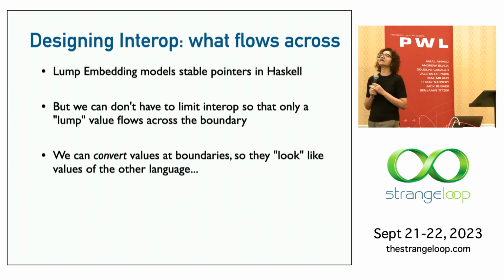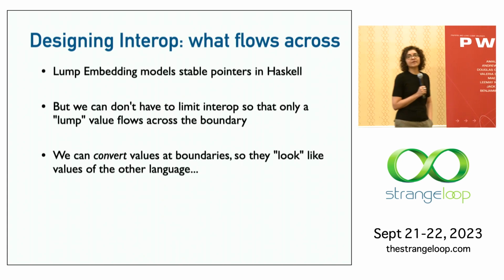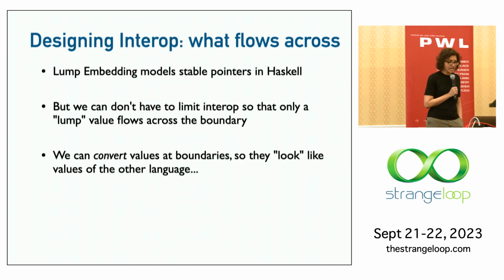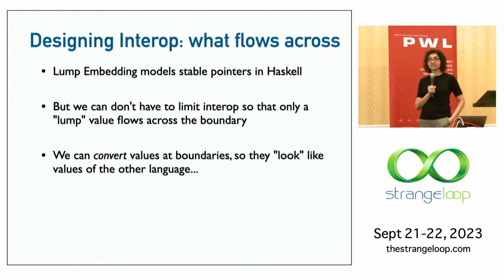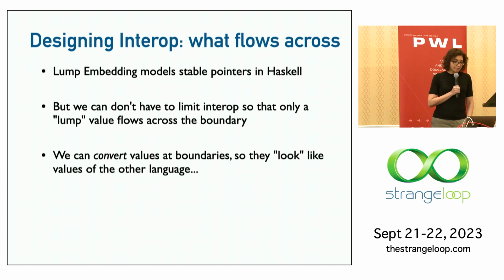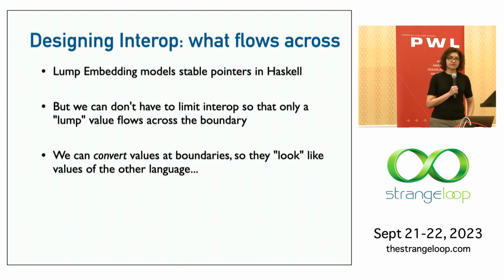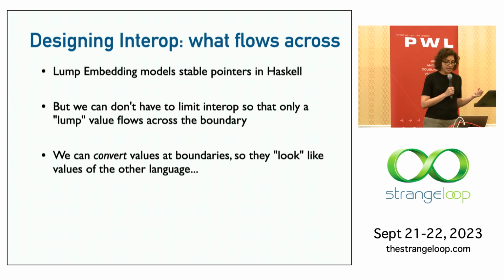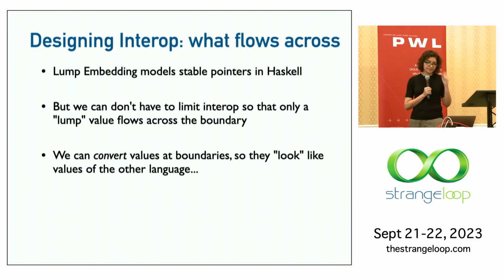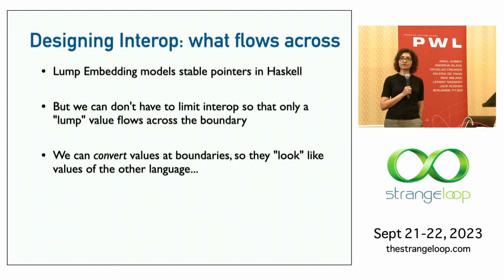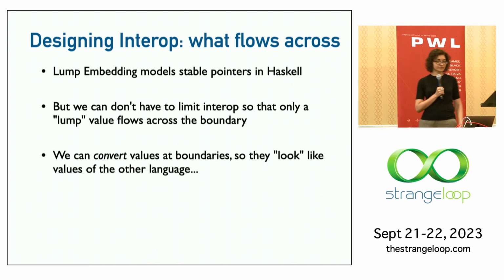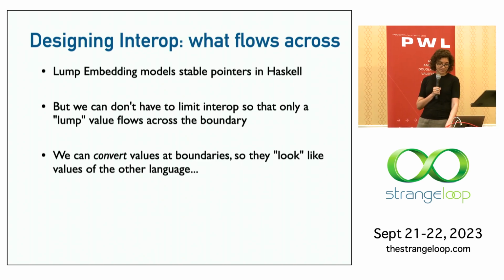So let's talk about designing a sort of take two. How can we do better than a lump embedding, which seems rather uninteresting? This lump embedding models stable pointers in Haskell, so it's not that it's not useful. It actually is a feature that exists in languages. But we don't have to limit interop in this way so that only lumps can flow across the boundary. What we can do instead is something richer. We can convert values at boundaries. So if something is a number in the red language, we can convert it to the corresponding number in the blue language. And we can similarly do something for functions and so on as well, as we'll see in a second.